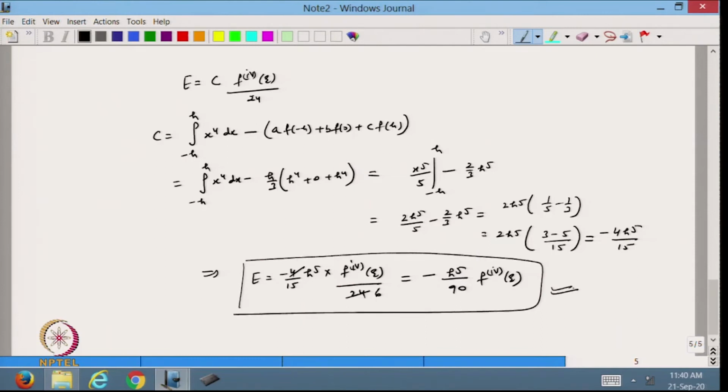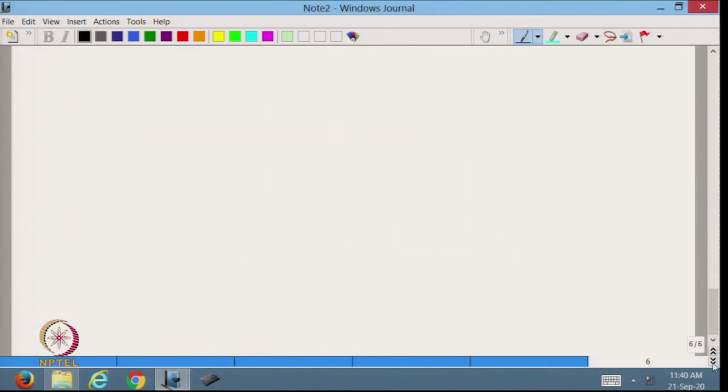So, in this case we alternatively found the error by taking the difference, and then we are able to find the error that is the same as the Simpson 1/3 rule. So, this is the example we have solved. Similarly, we can define another example. So, let us take another example, example number 2.